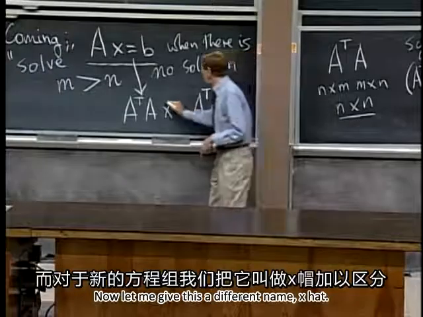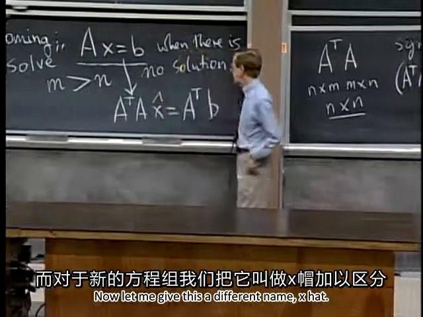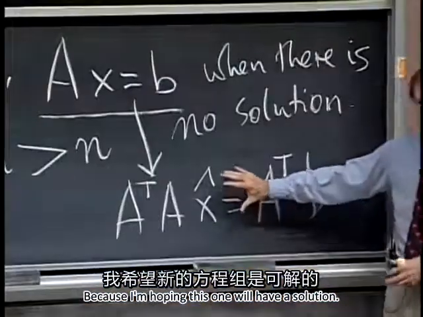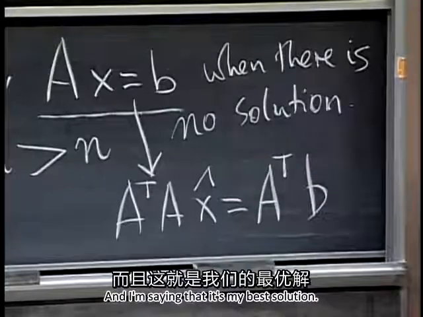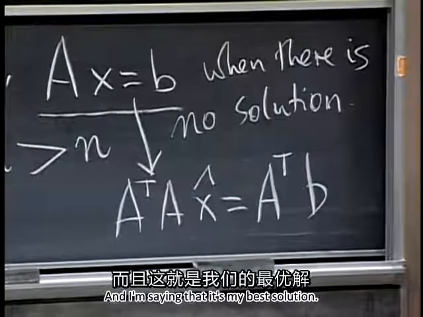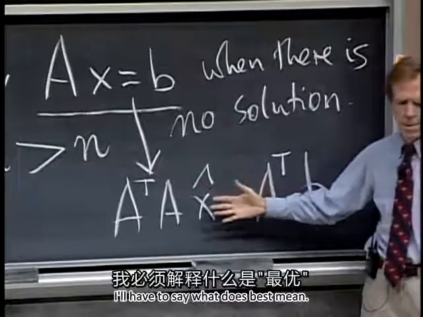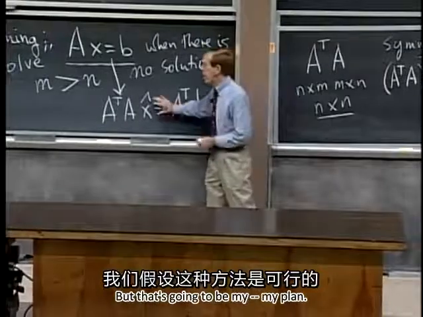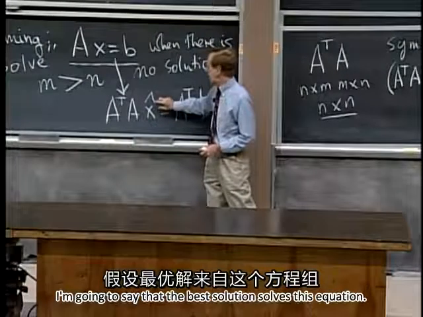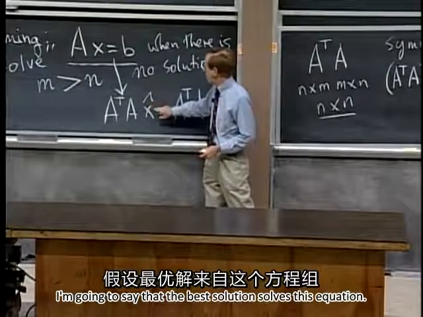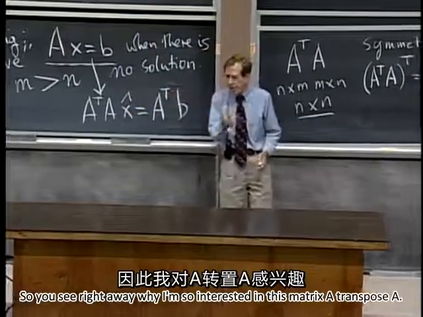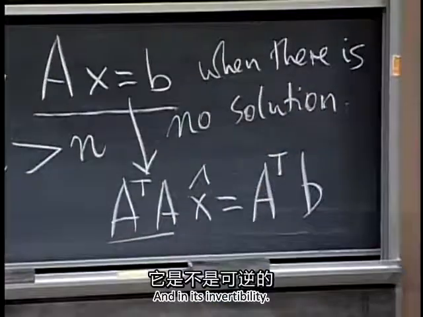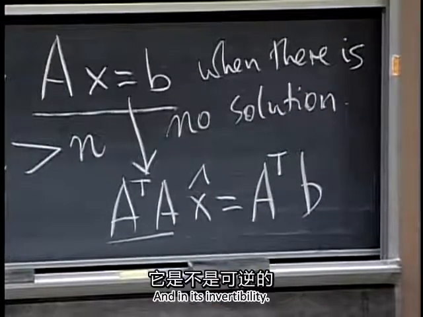Now, let me give this a different name, x hat, because I'm hoping this one will have a solution. And I'm saying that it's my best solution. I'll have to say what "best" means, but that's going to be my plan. I'm going to say that the best solution solves this equation. So you see right away why I'm so interested in this matrix, A transpose A, and in its invertibility.